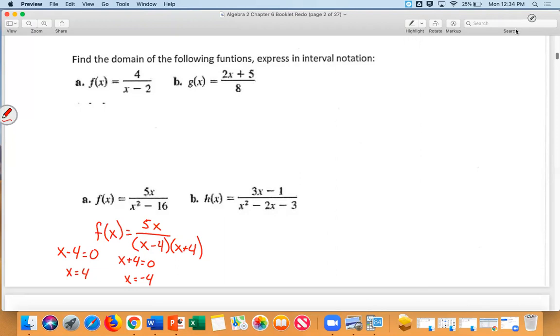All right. So I know in my domain, I'm going to have all reals, because I always start with that, except x equals 4 and x equals -4, because that's when the denominator is 0. You guys see how I got to that? All right. I know it's not asking for range, but let's talk about it.